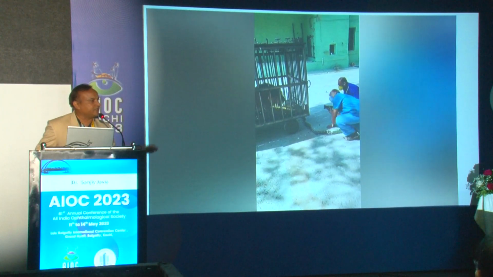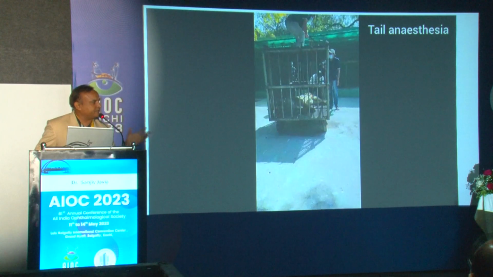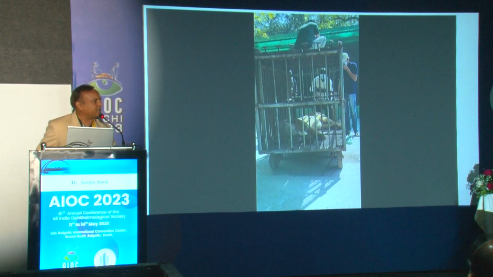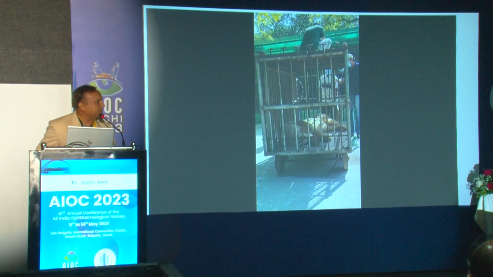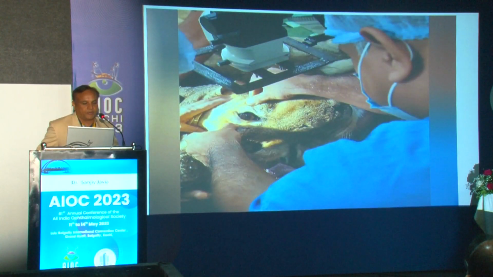He's 5 years old, 160 kg. His life span is around 18 to 20 years. That's why bilateral cataract is there. Totally blind, a wild animal. The forest department has tried, and they will do the operation.